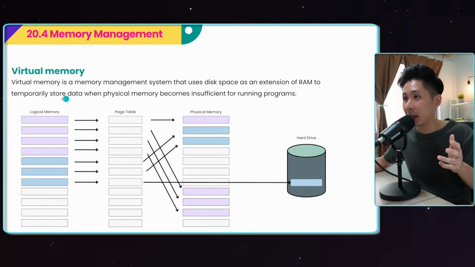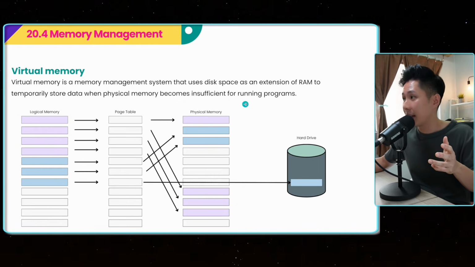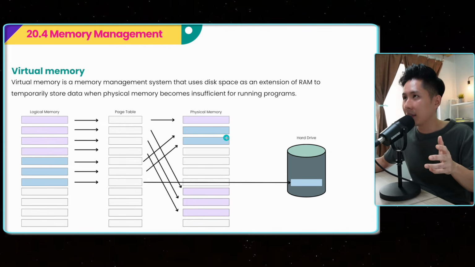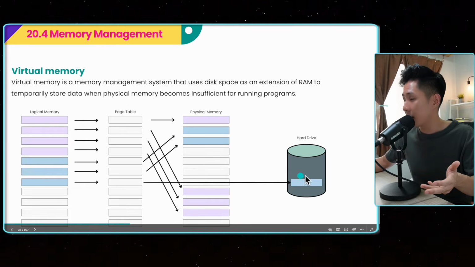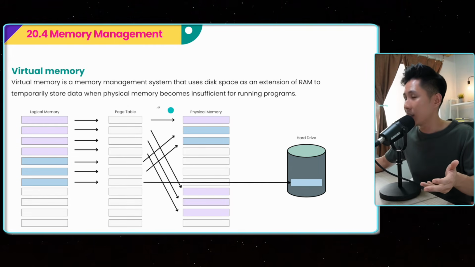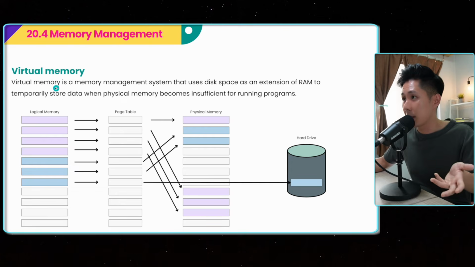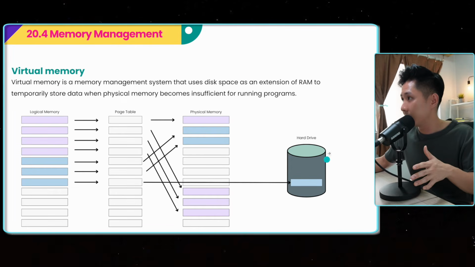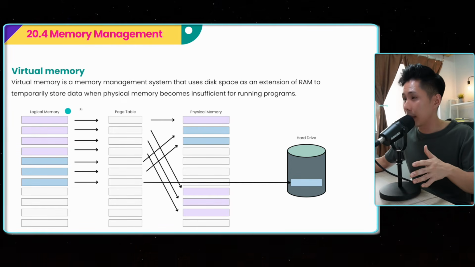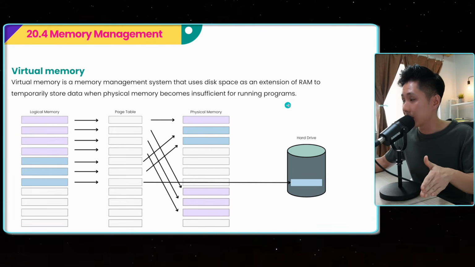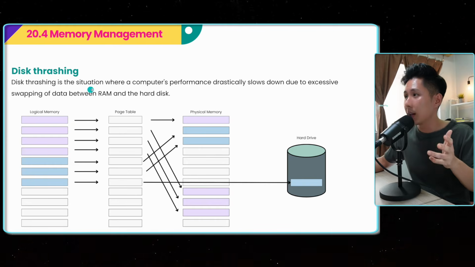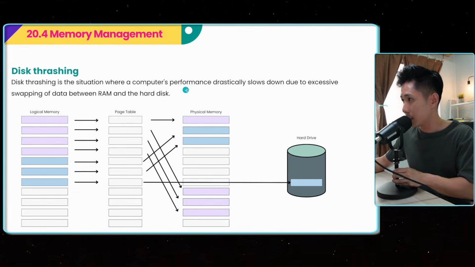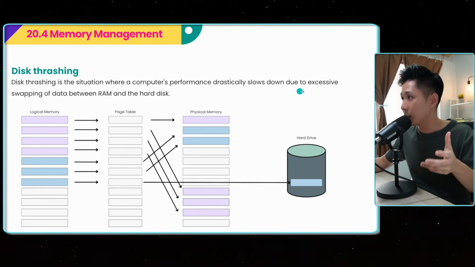Now another term in this example is virtual memory. Imagine that physical memory is full. There are times when the controller will need more memory. That's when they use part of the hard drive to act as a memory space, which is essentially the virtual memory management system that uses this space as an extension of RAM to temporarily store data when physical memory becomes insufficient. Another term, disk thrashing, which is also discussed in your syllabus, is a situation where computer performance drastically slows down due to excessive swapping of data between RAM and the hard disk.